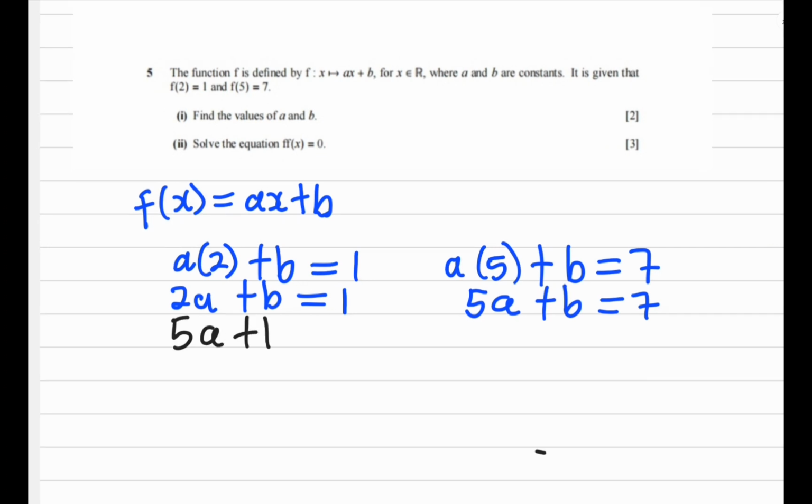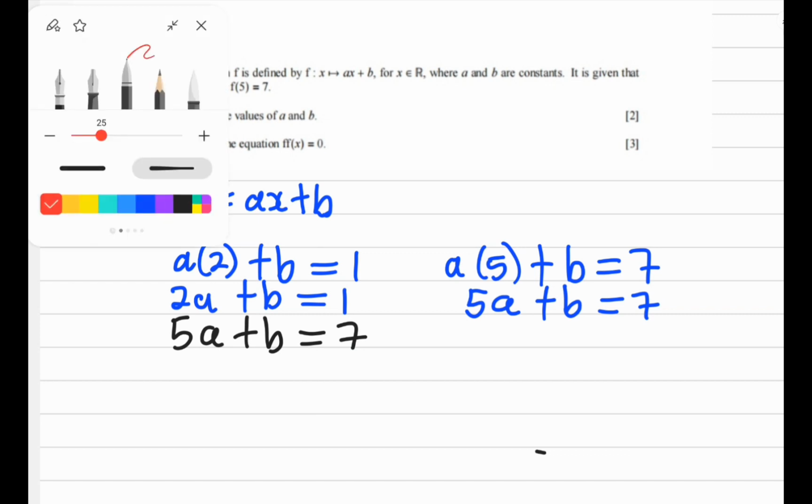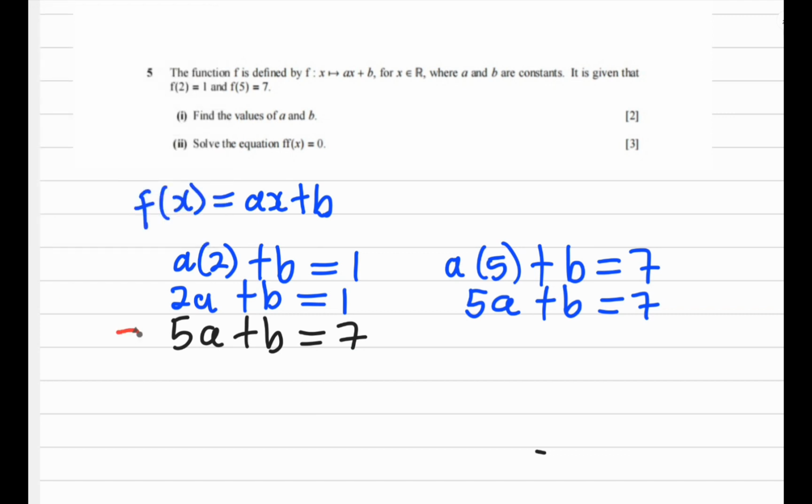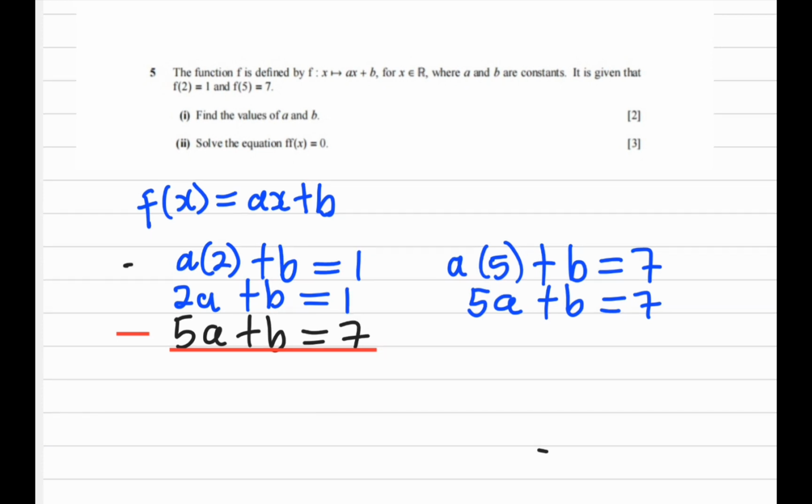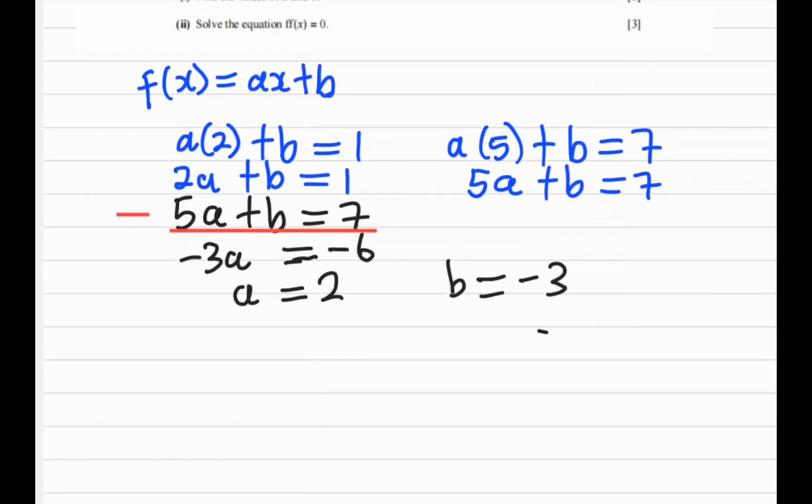Then we solve the two equations simultaneously. We are going to subtract these two equations, method of elimination. So when we subtract, what happens? We are going to have 2a minus 5a. So 2a minus 5a will give us negative 3a. Then b subtract b, that's going to give us a 0. Then 1 subtract 7 will give us a negative 6. So our a is a 2. Substitute your a is 2 back into any of the two equations. That's supposed to give us our value of b being equal to negative 3.